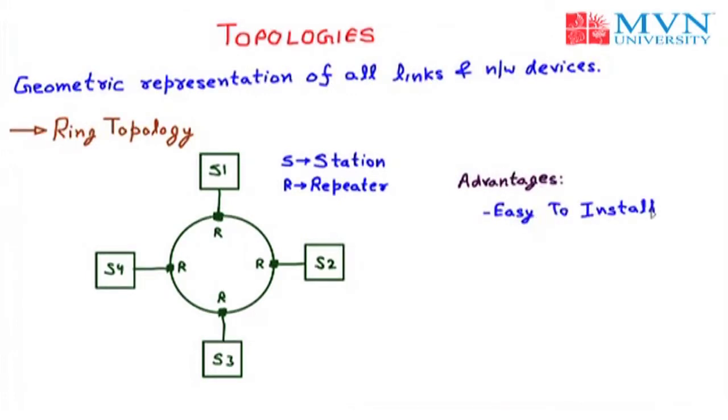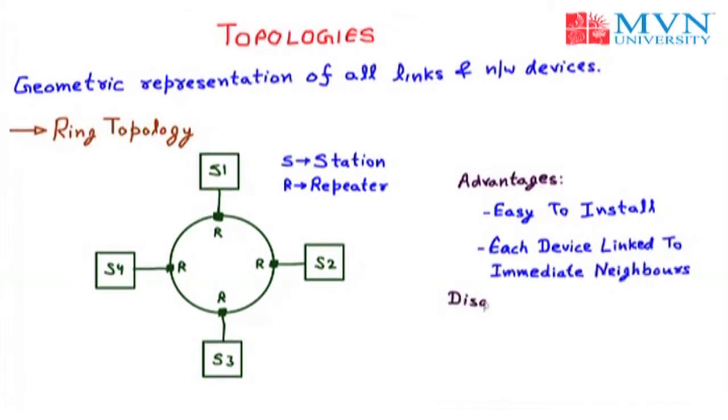Easy installation, because we need only a few wires, normal systems and a few repeaters, and we can connect them in a circular, ring fashion. So it is easy to install. Next, each device is linked to its immediate neighbors only. Next we have the disadvantages of ring topology.